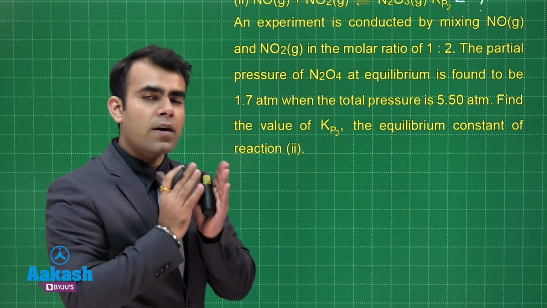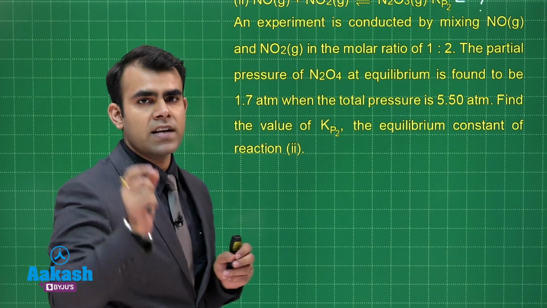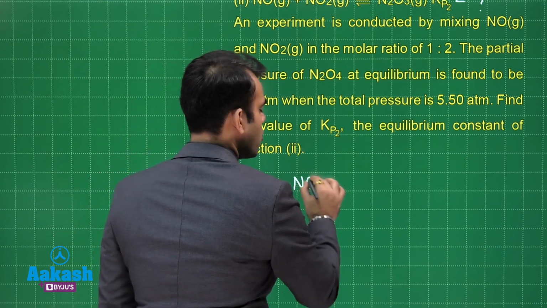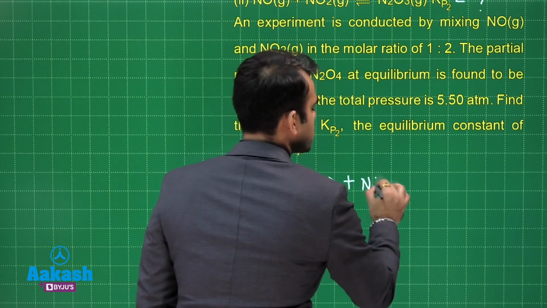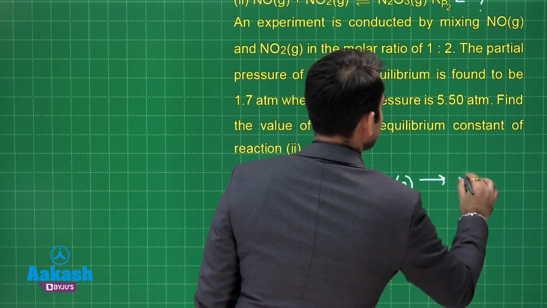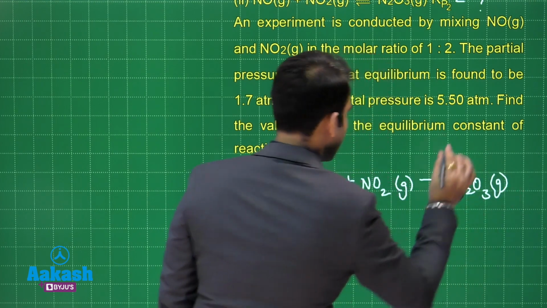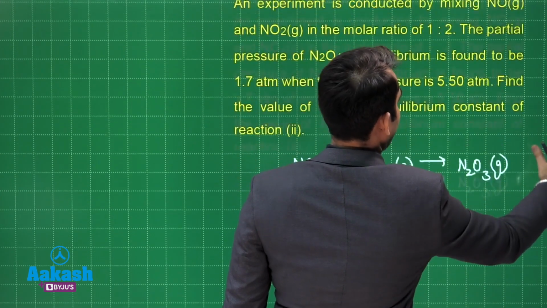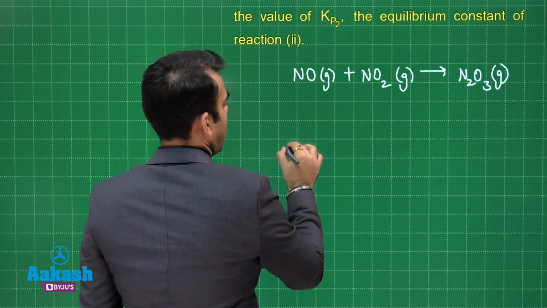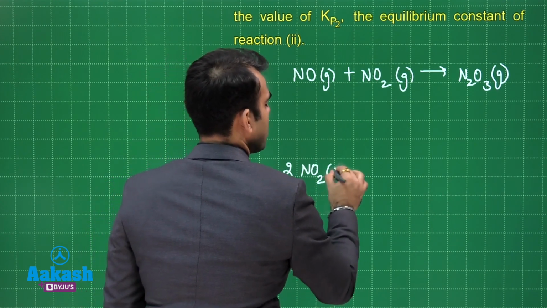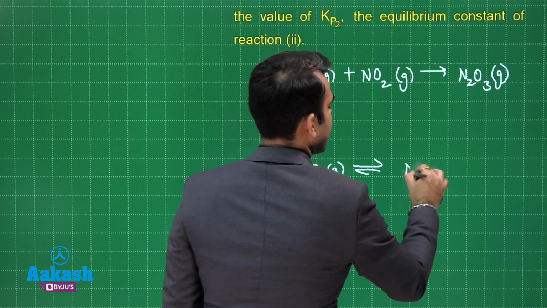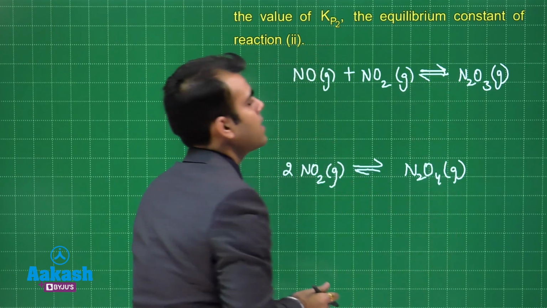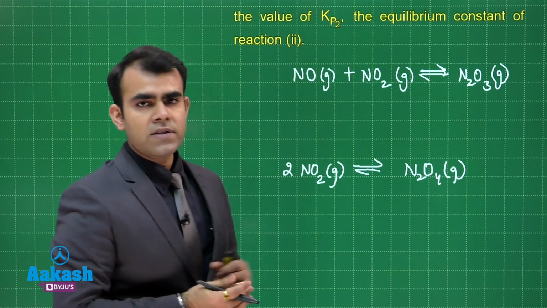Now first thing is, for these simultaneous equilibria, just write the reactions and write the variables you have been given. So here we have two equations. One is NO gas plus NO2 gas gives N2O3 gas, and the other equation is that NO2 combines and forms N2O4. One important thing, this is not a one-sided reaction, this is basically an equilibrium reaction. So we have these two equilibria.